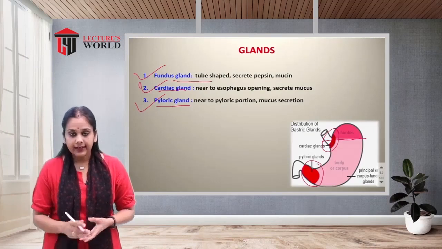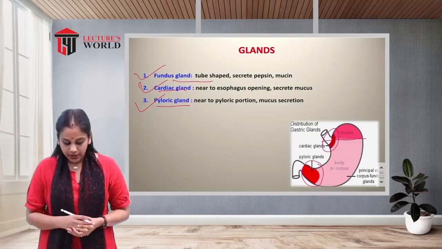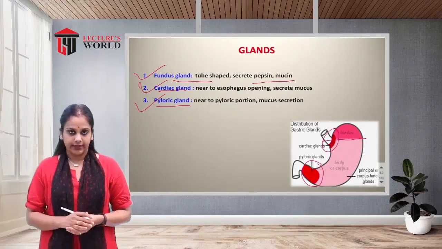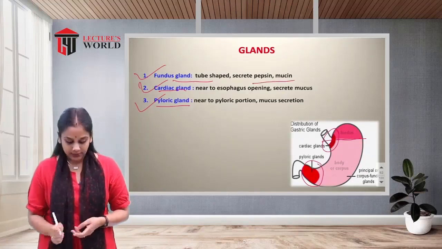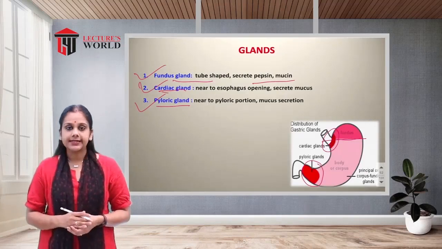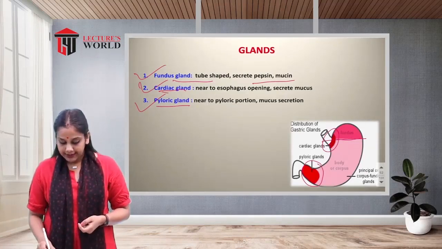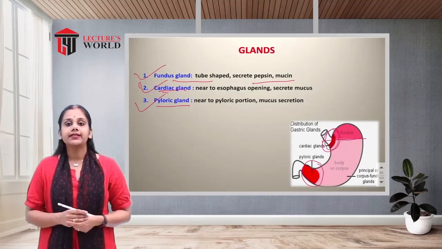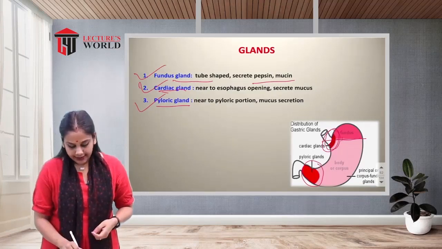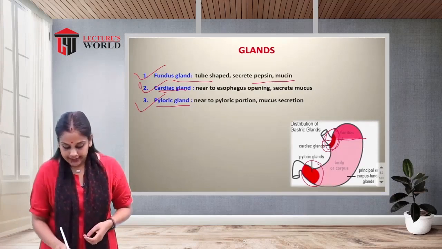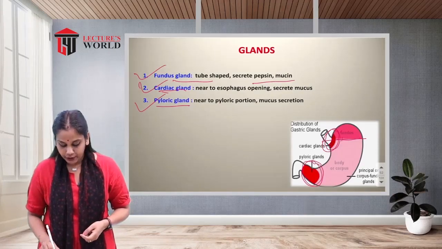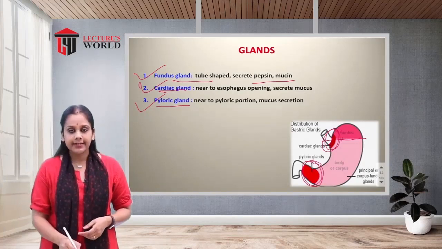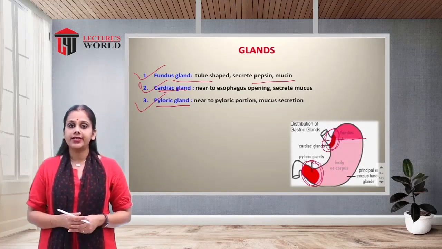So fundus gland, it is a tube-like structure, tube-shaped glands, and it secretes pepsin and mucin into the stomach. Then cardiac gland, okay, that is near the esophageal opening. See, this is the cardiac gland in the cardiac area that secretes mucus. And third, that is the pyloric gland. Okay, that is located near the pyloric portion. And what does it secrete? It secretes mucus. So these are the three basic glands that are found in the stomach.